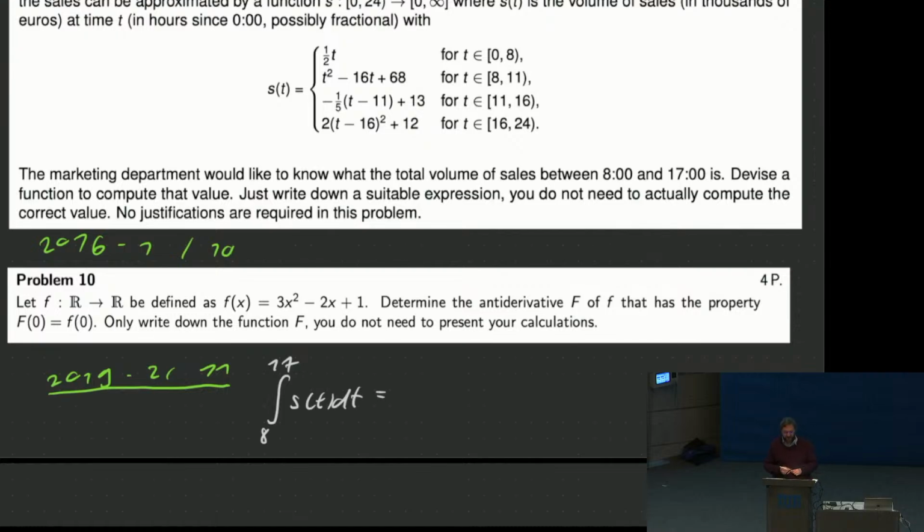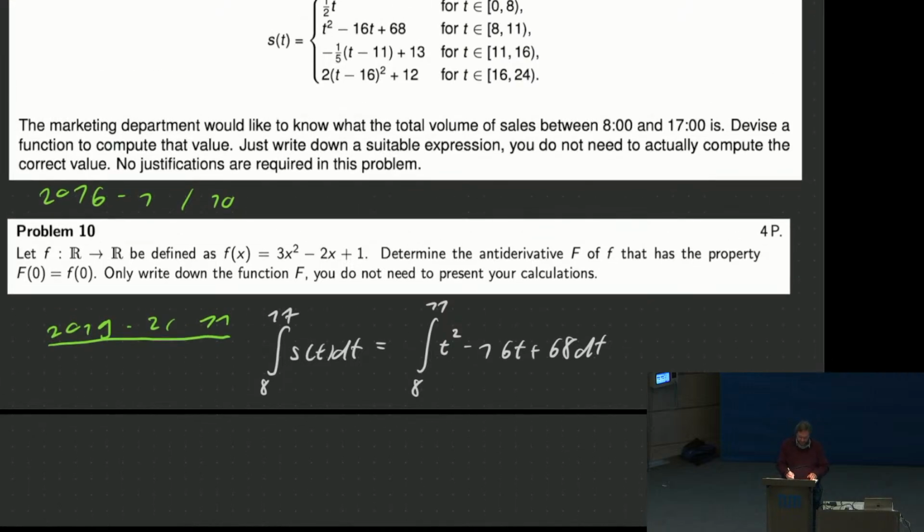And then all you have to realize is, well, this is a function that's defined piecewise, so I have to split that up to actually use these expressions here. We're starting at 8 right here. So that first part is completely irrelevant. We start with that one. So the first integral starts at 8, integrates over t squared minus 16t plus 68 dt. This part is valid until 11 o'clock, so we integrate that from 8 to 11.